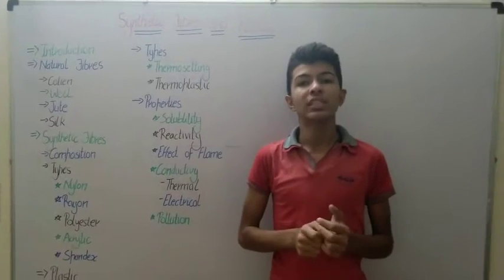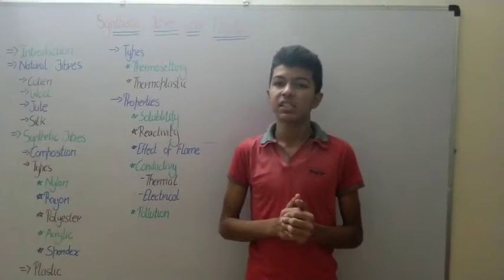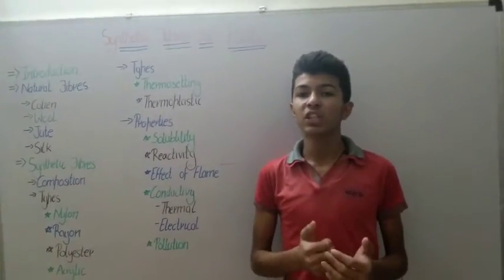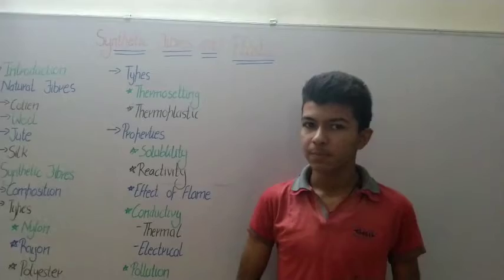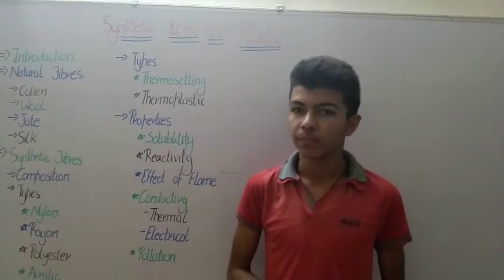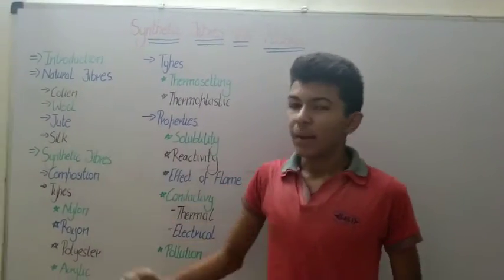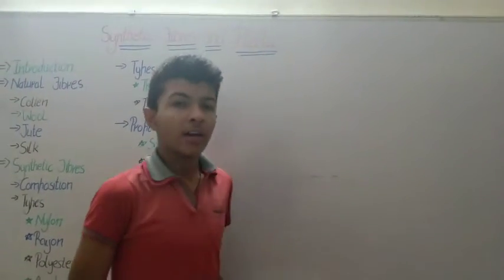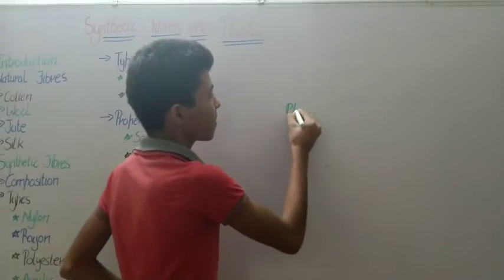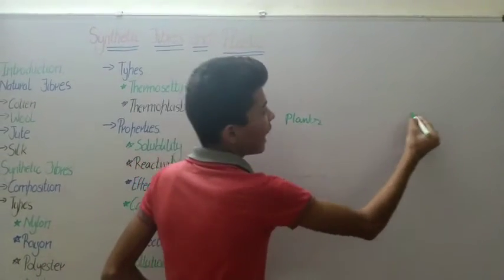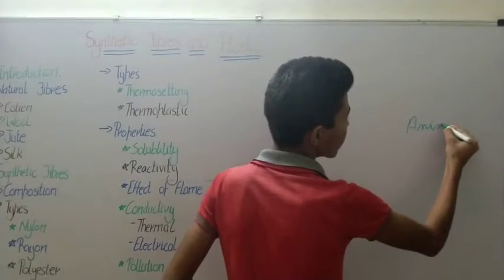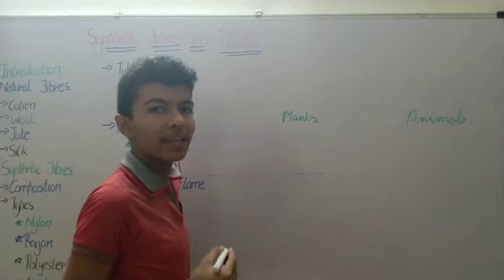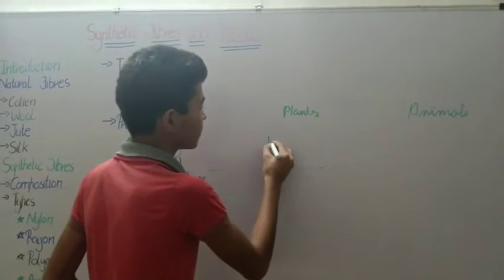When the fiber is twisted to form thread-like structures, this is called yarn. And when the yarns are woven in a crisscross method to form fabrics, we call it clothes. So, natural fibers. Natural fibers are of two types because nature includes plants and animals.